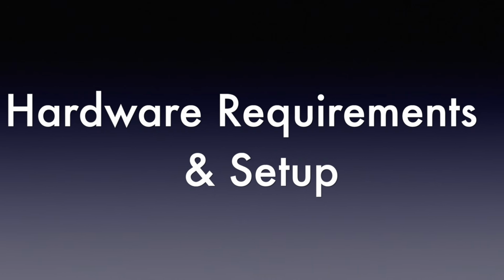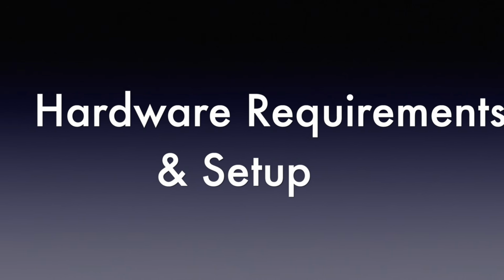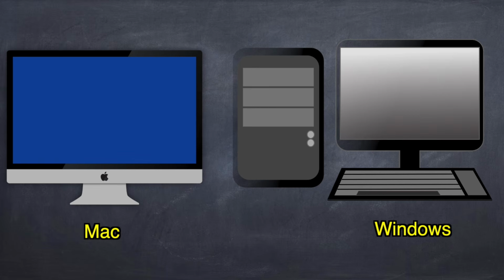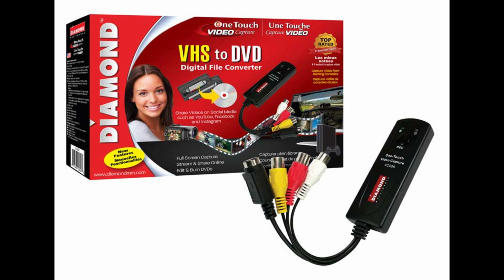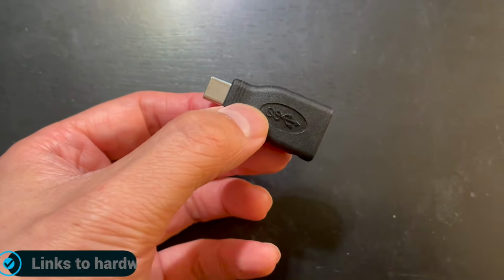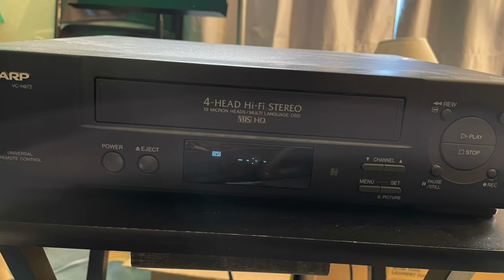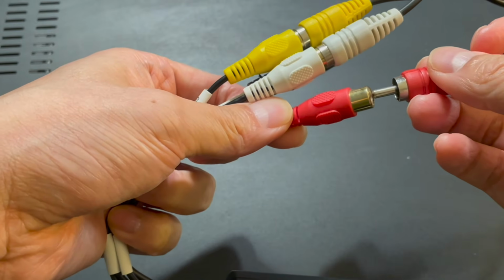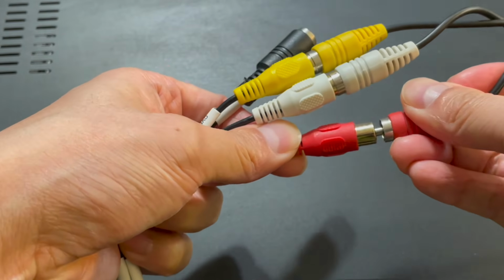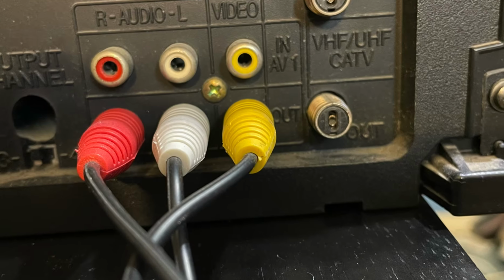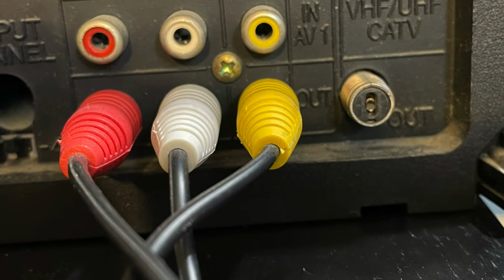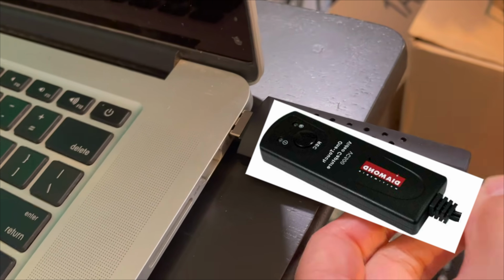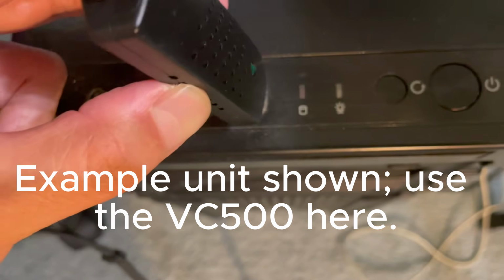So let's first talk about the hardware requirements that you'll need. First thing you need is either a Mac or a Windows PC computer, a USB capture device, composite cable, and a VHS player. And then you're going to plug in one end of the composite cable to the adapter and the other end to the output of the VHS player. And then plug the USB part from the adapter to your computer.